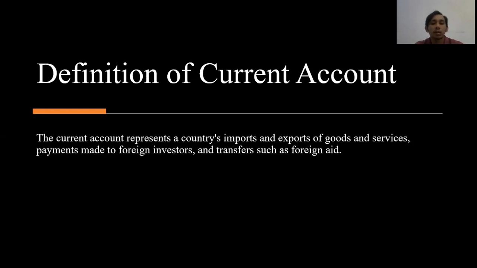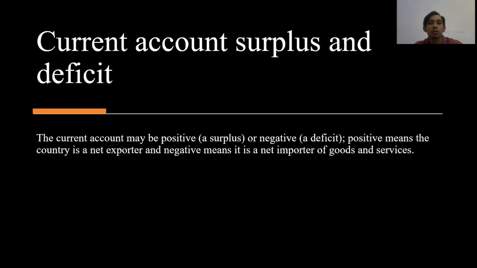And the next is the current account surplus and the current account deficit. A country's current account balance may be positive, a surplus, or negative, a deficit. In either case, the country's capital account balance will register an equal and opposite amount. Exports are recorded as a credit in the balance of payments, and imports are recorded as a debit.